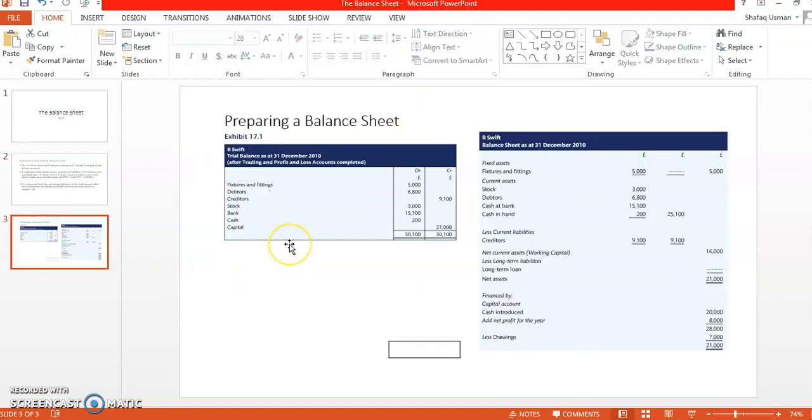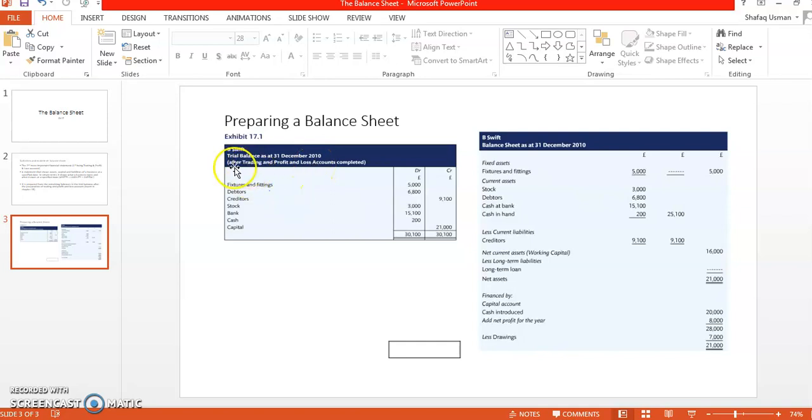Let's look at this exhibit first, for example. It is an exhibit from B. Swift, who is the owner of the company. I always keep telling you to read the name of the owner, the closing date of the business, and what the business is about. So the trial balance is as at the 31st December 2010. So it means the closing date is 31st December 2010.